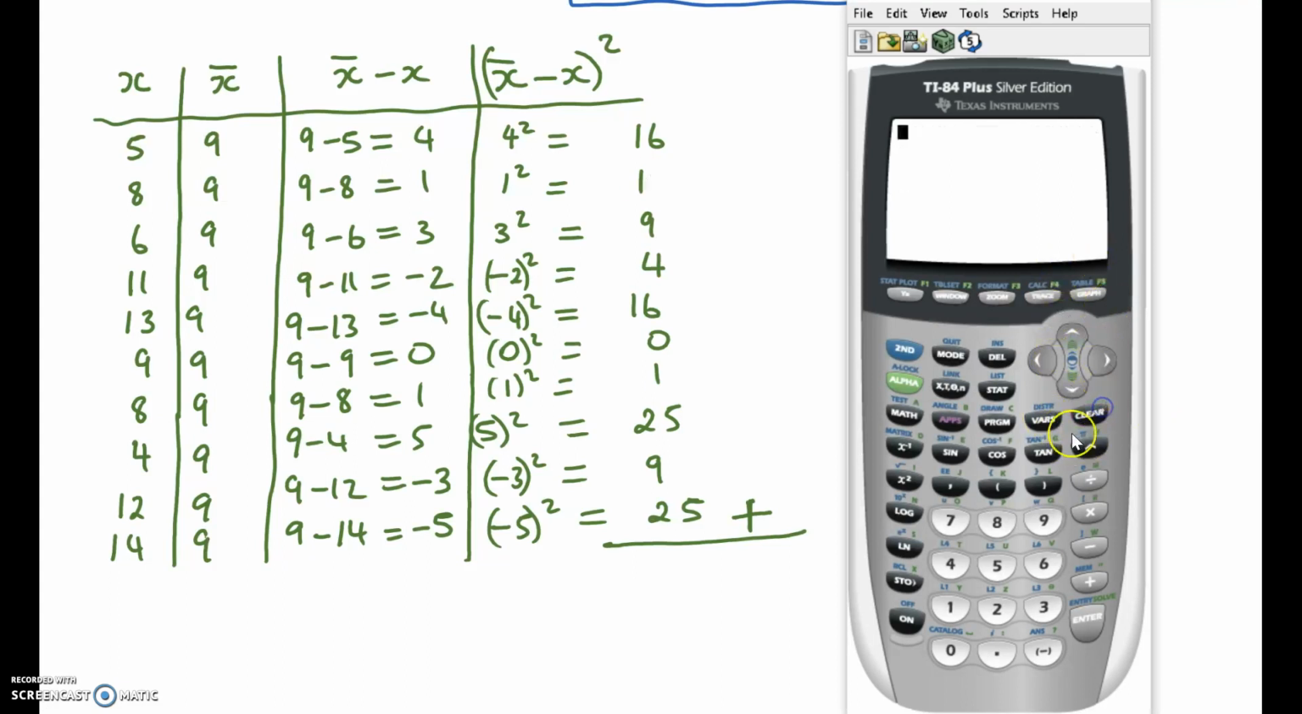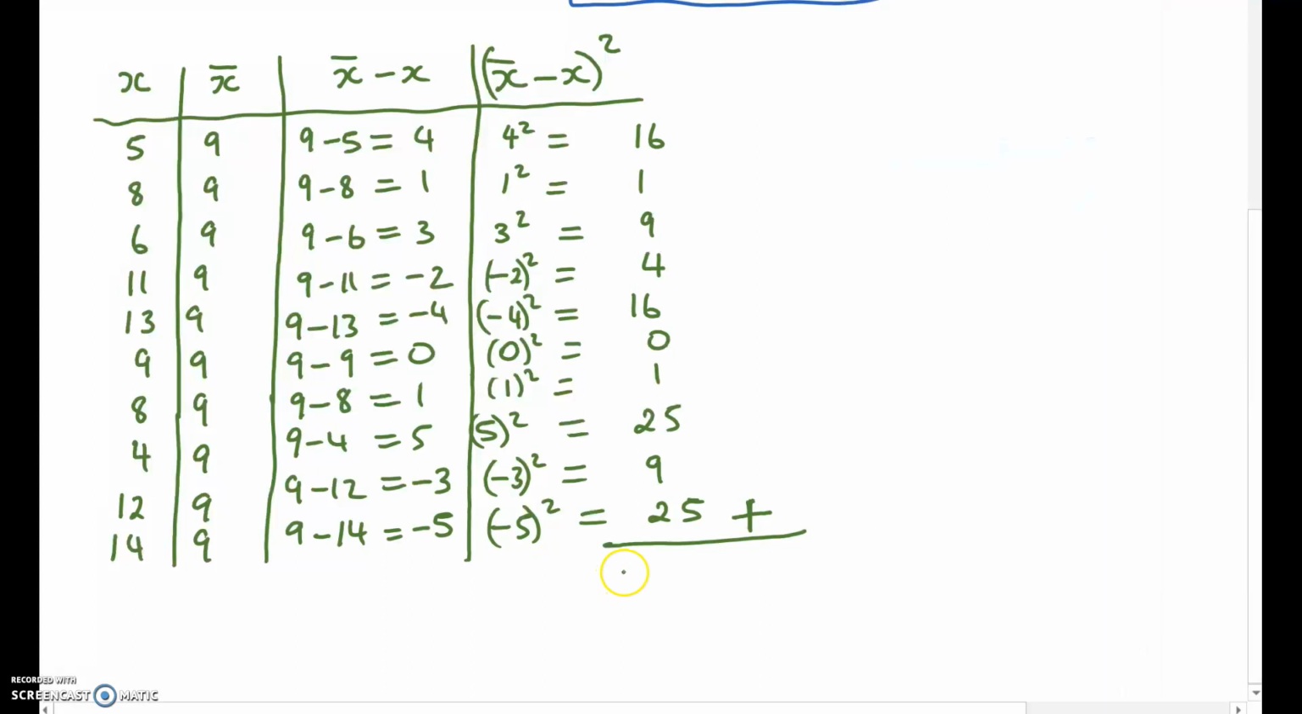Okay, so brand new list, so we can clear that one, and it's going to be 16 plus 1 plus 9 plus 4 plus 16, plus 0 if you want to, you can add that on, plus 1, plus 25, plus 9, plus 25. And that gives us 106. Okay, and now we're nearly there.